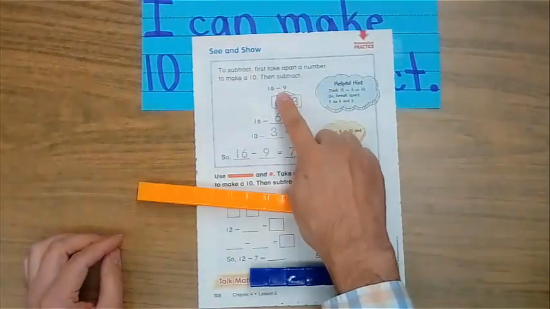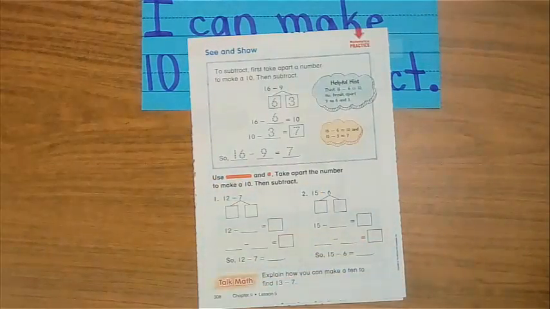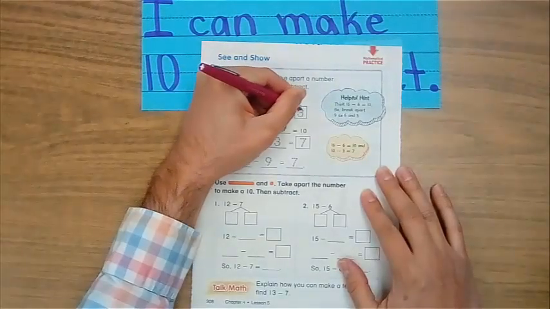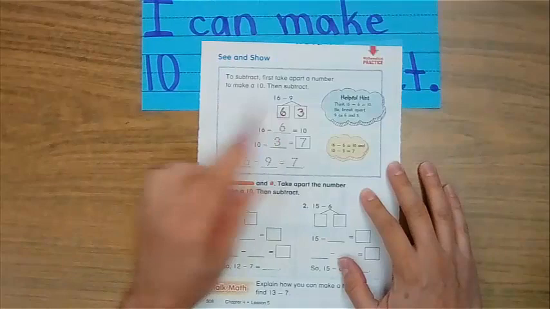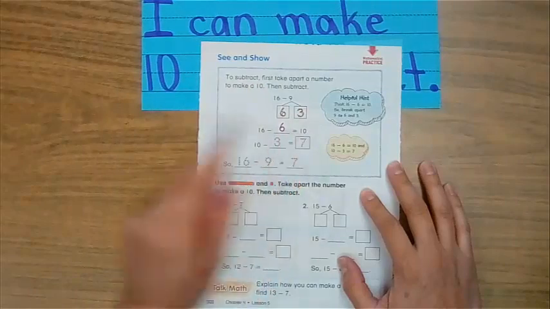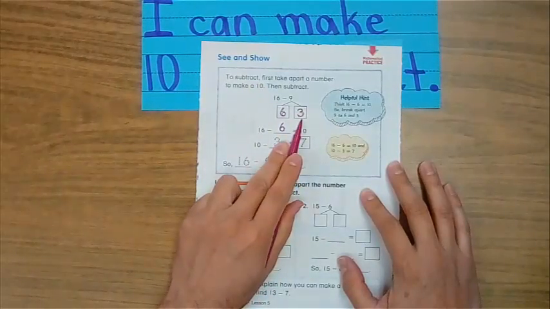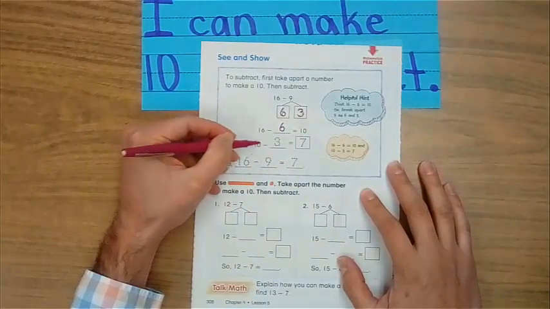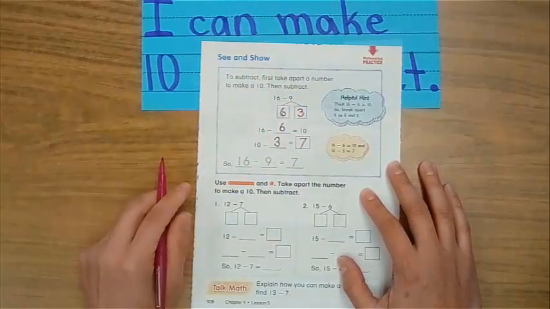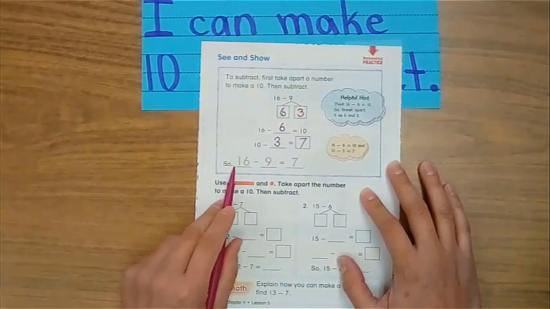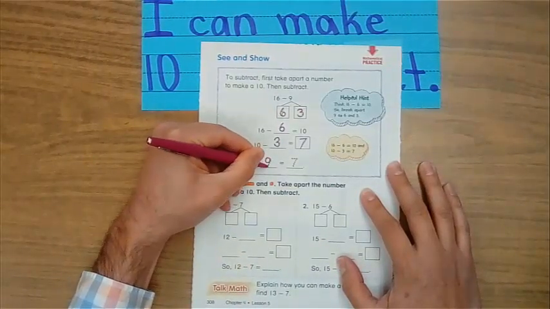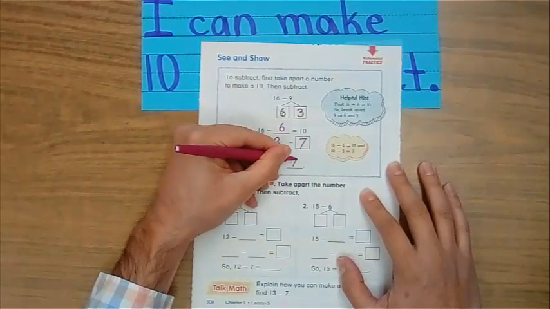But I don't have a 6, I have a 9. But I know that 6 and 3 make 9. So now I have my 6. So I could say 16 minus 6 equals 10. But I still have this other number left over. I have that 3. So now I say 10 minus 3 equals 7. So that means that 16 minus 9 is also equal to 7. Okay.